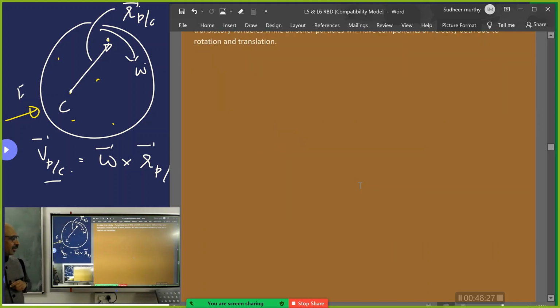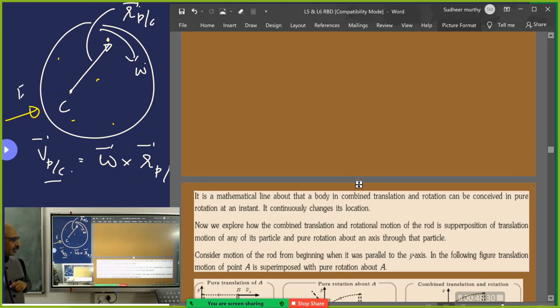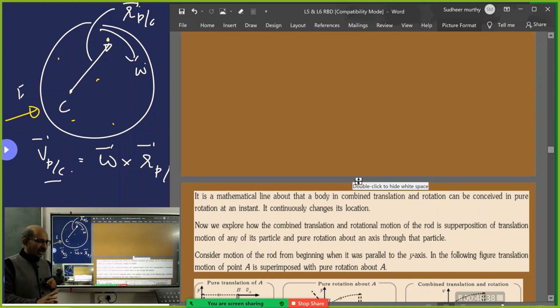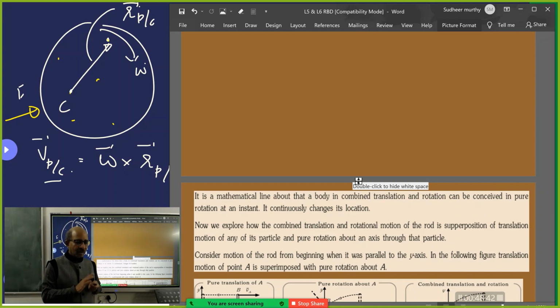Sir, unconstrained means no force is acting, or the net force is zero? See, now you say unconstrained motion. Supposing net force is acting. Assume net force is acting.